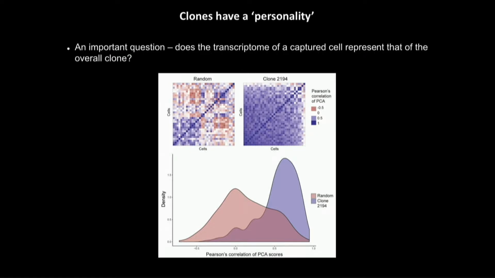And we see that clonally related cells have a much closer correlation between PC scores than randomly selected cells here. And we see this across clones. So they tend to have a personality. Some of them are ill-tempered, some of them are recalcitrant to reprogramming, but they tend to have the same reprogramming trajectories, which is a really important point with this technology.